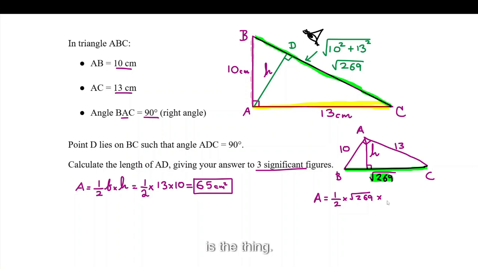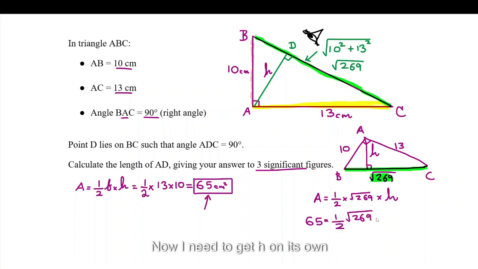Now, here's the thing. We are talking about the same triangle. So obviously, the area is 65, and I know that. So I can substitute it here. 65 is equal to half times root 269 multiplied by H. Now, I need to get H on its own. So this division 2 becomes multiplication.